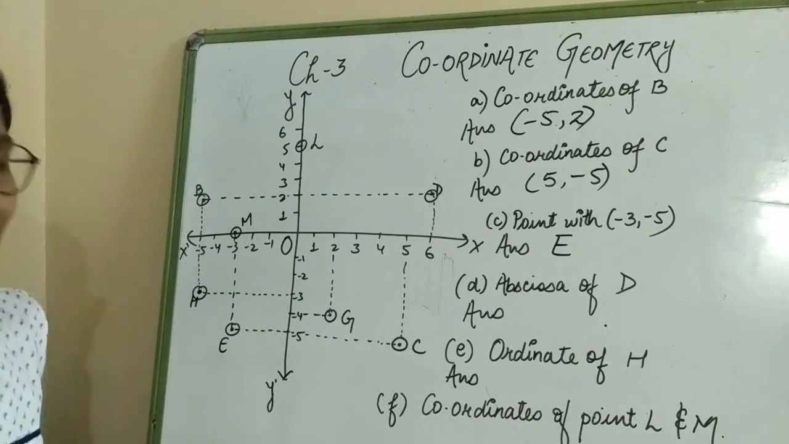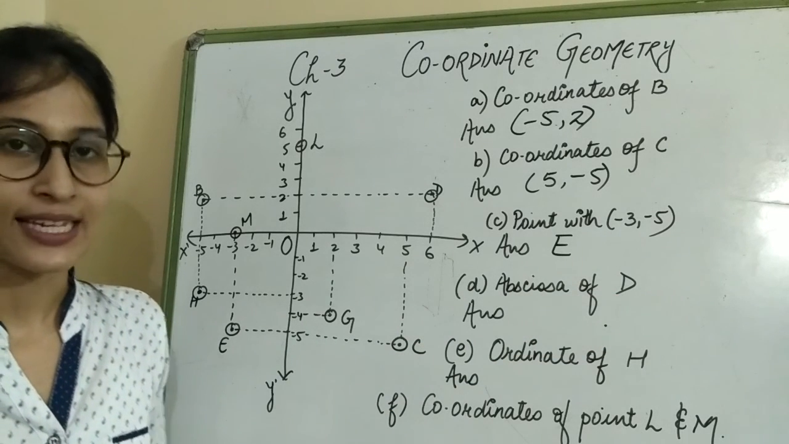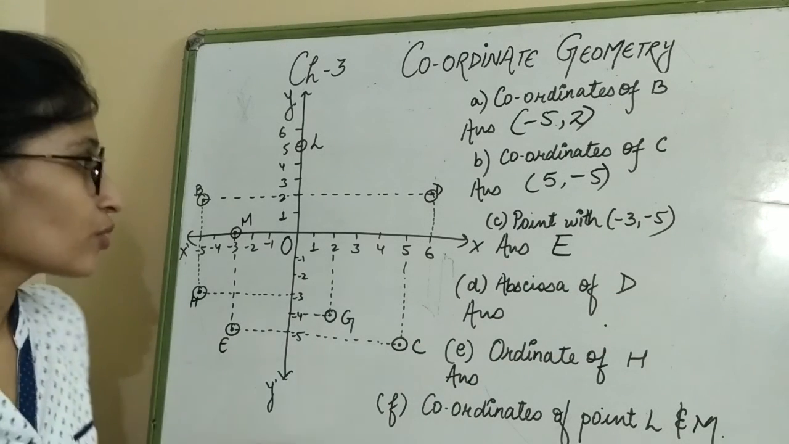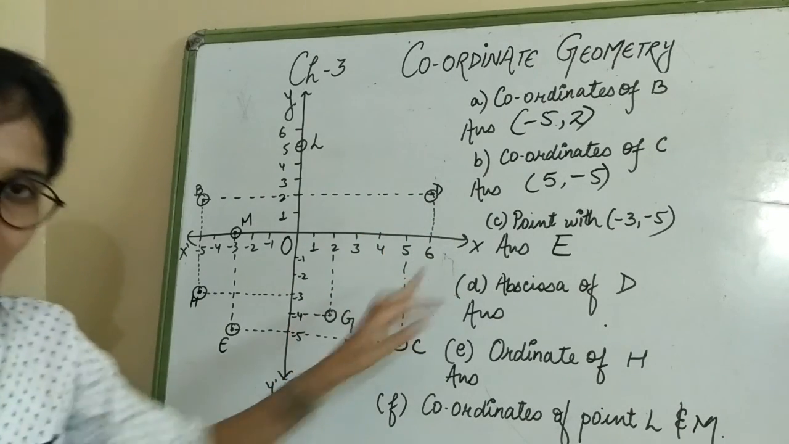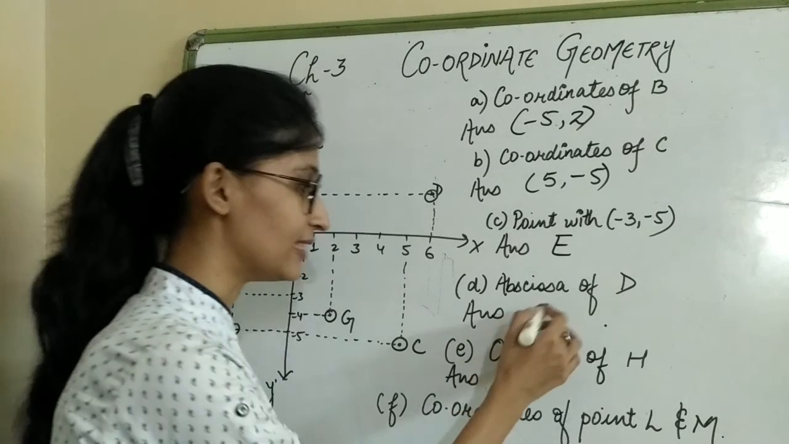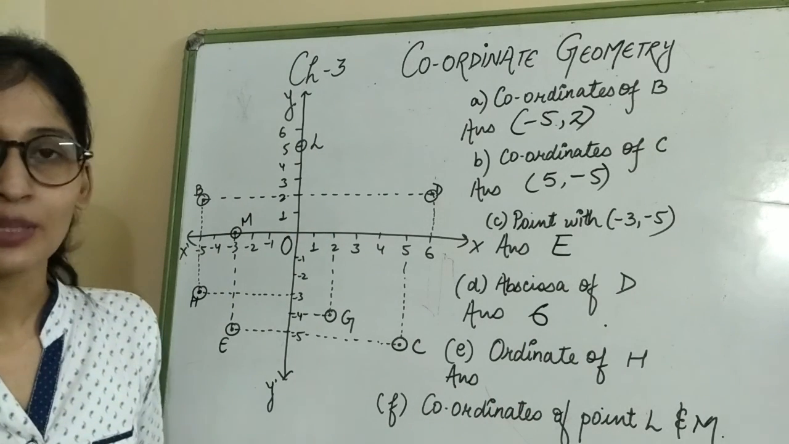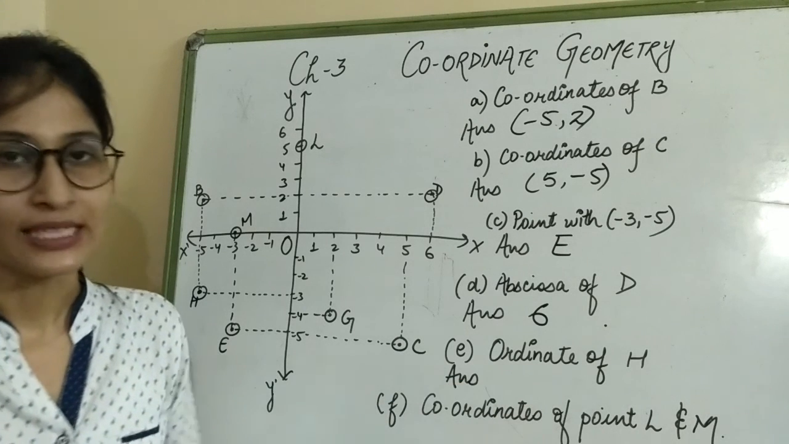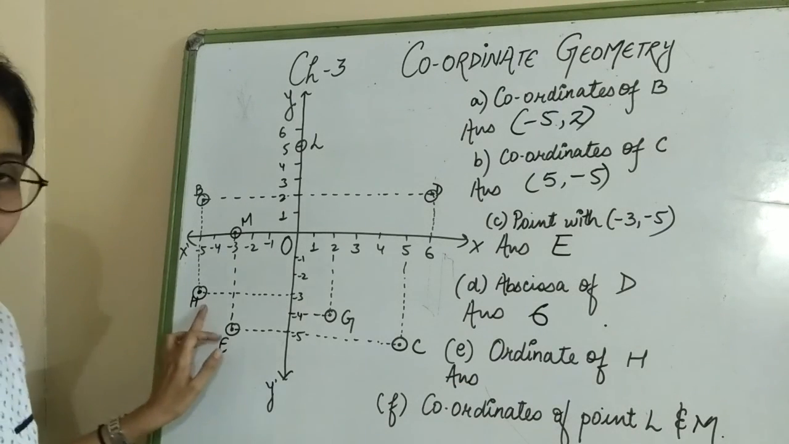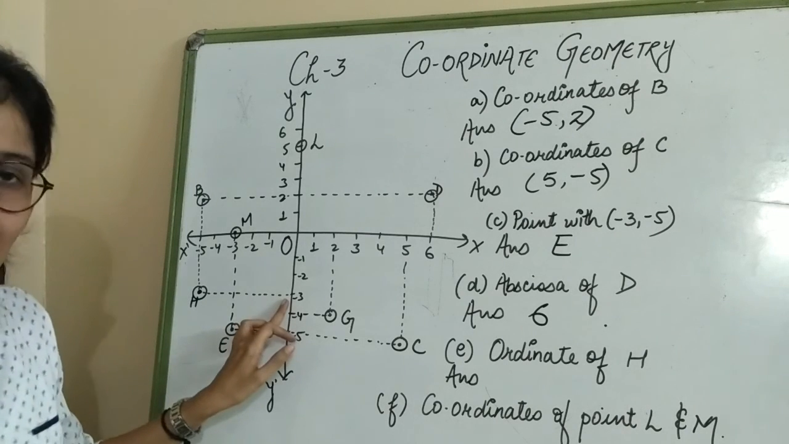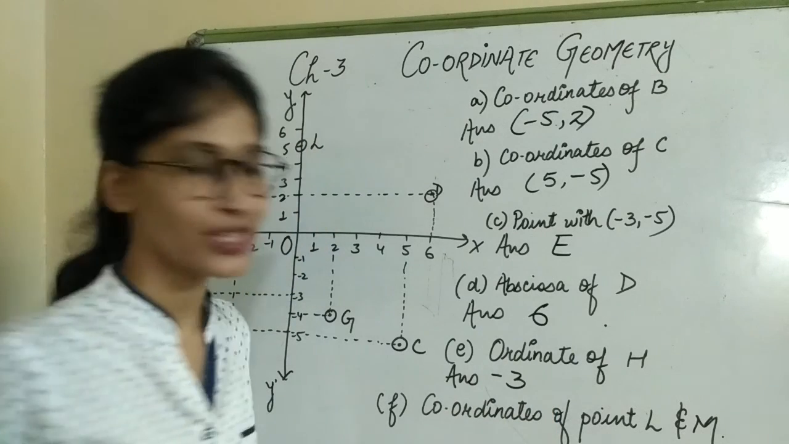Next it is asked, write the abscissa of D. By the word abscissa, we mean the x coordinate. So for the point D, the x coordinate is 6. So the abscissa for point D is 6. Next, write the ordinate for the point H. Ordinate means the y coordinate. So for the point H, lying on the y-axis, it is -3. So the ordinate of point H is -3.